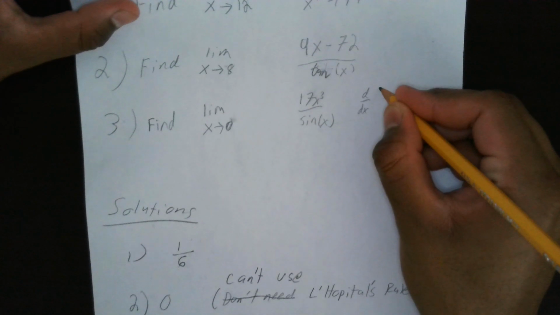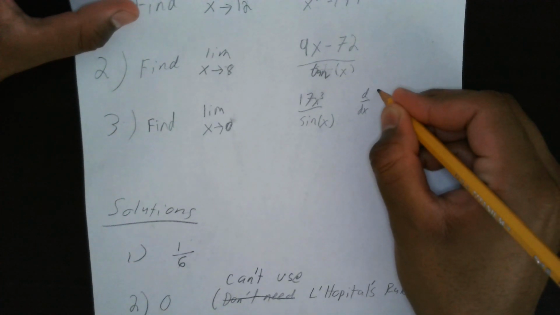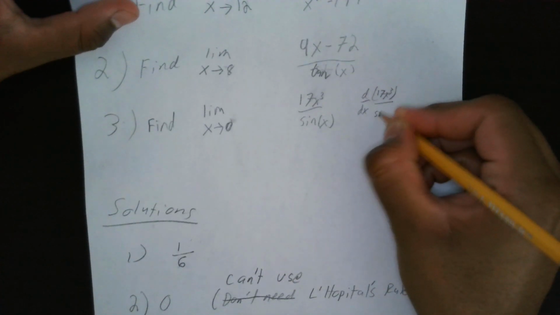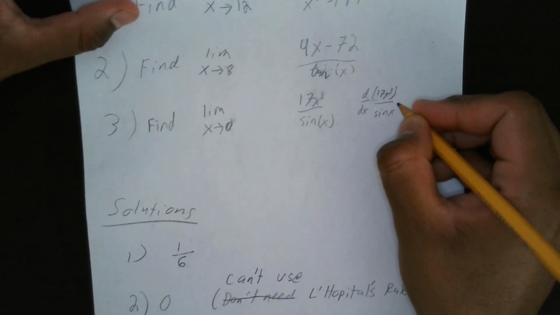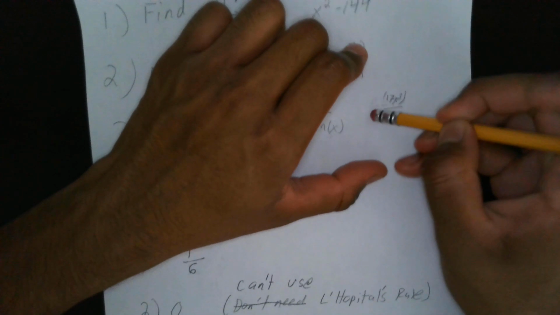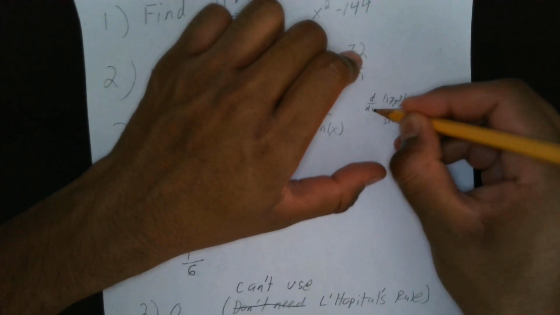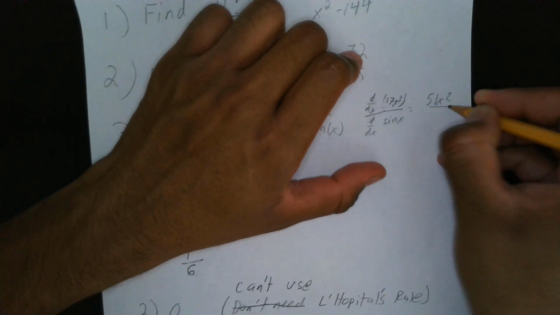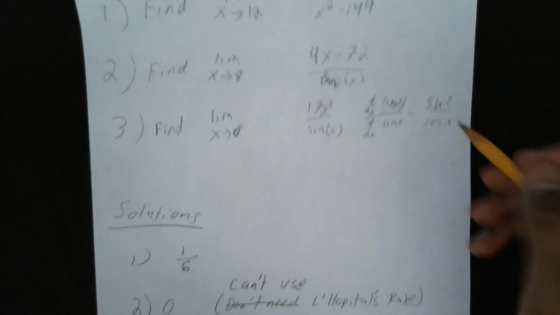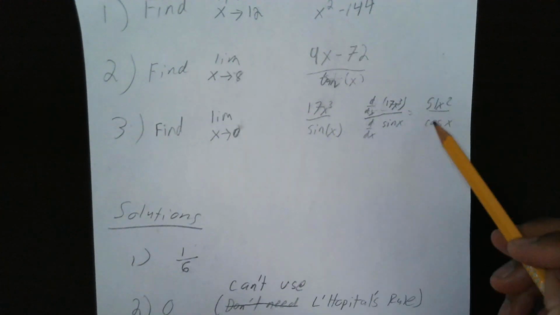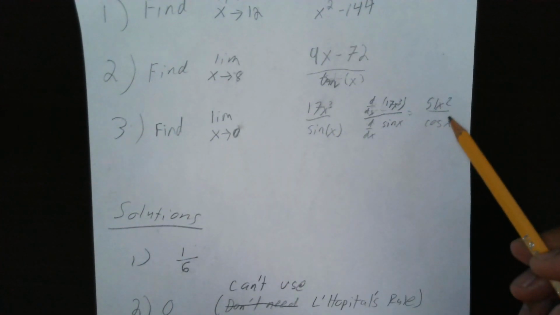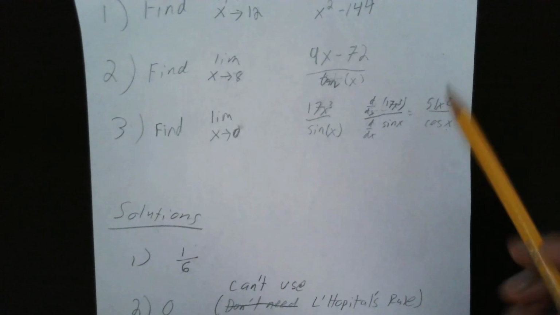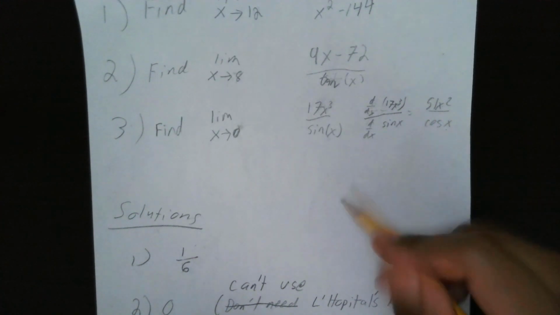The limit of 17x cubed over sine x. Write this one more time. We get 51x squared over cosine x. And if you plug in 0 in the numerator, you'd get 0. And then if you plug in 0 for cosine x, you'd get 1. And so you get 0 over 1, and that becomes 0.